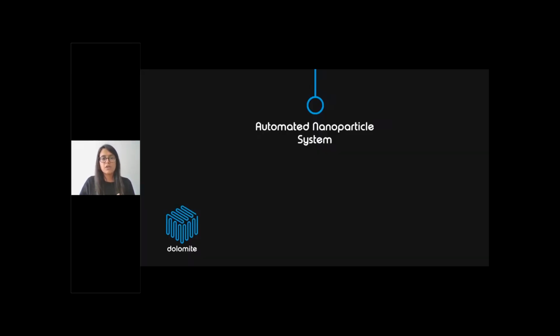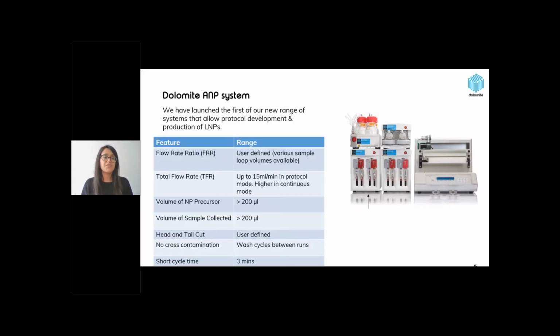So what is our automated nanoparticle system? It's the first of our new range of systems that allows the user to develop protocols and produce lipid nanoparticles. It allows you to have that flow rate ratio control, which is very important. So again, it's user defined, it's up to the user. It allows you to have control over your total flow rate, so it can go up to 15 ml per minute in protocol mode.